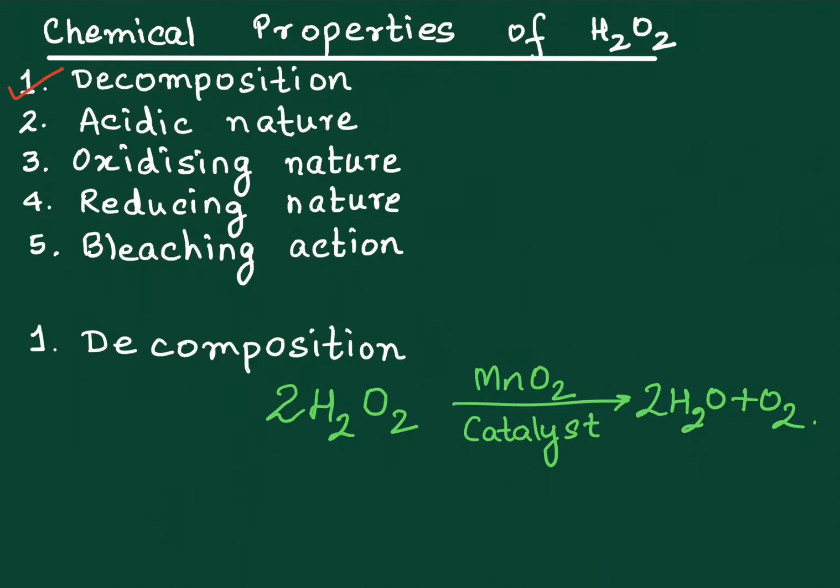Let's now go on to the next: acidic properties, oxidizing nature, reducing nature, and bleaching action. If you see, these properties and oxidizing and reducing nature otherwise appear very difficult to remember as well as write. I'm going to tell you an easy trick to write all of these reactions without any help at all. So again, I repeat, please get your pen and paper ready.